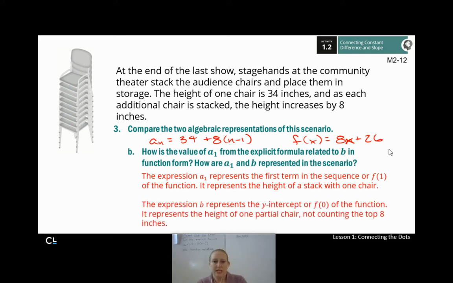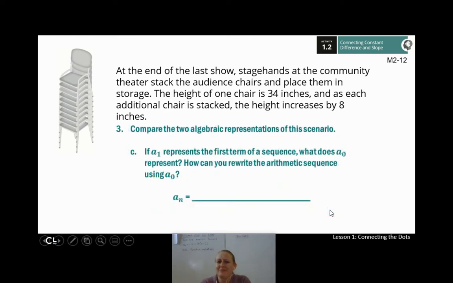The expression b represents our y-intercept, or f of 0, right? f of 0 of the function, that's what it represents. If I were to graph this, this would be where it hits my y-intercept, or where x equals 0. So b is actually f of 0, not f of 1. So that's why it's different. And it's kind of weird in this scenario because 26 inches isn't even the whole chair, right? 26 inches represents the height of one partial chair if you don't count the top 8 inches. So that's kind of weird in this scenario.